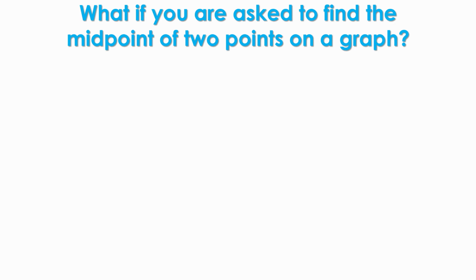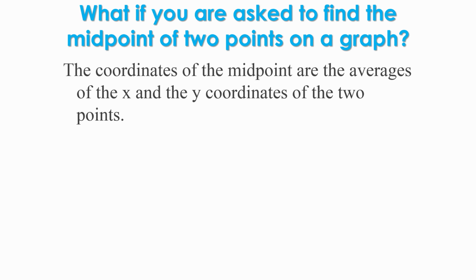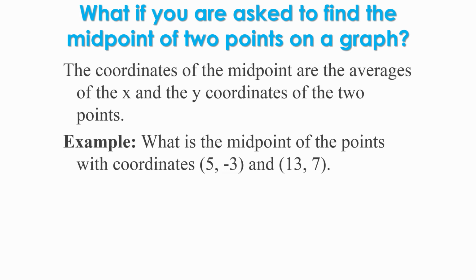One thing you might be asked is to find the midpoint of 2 points on a graph. This is the simplest thing to do. The coordinates of the midpoint are the averages of the x and y coordinates of the 2 points. Remember to observe the signs. Well, let's try a question. What is the midpoint of the points with coordinates 5, negative 3, and 13, 7?